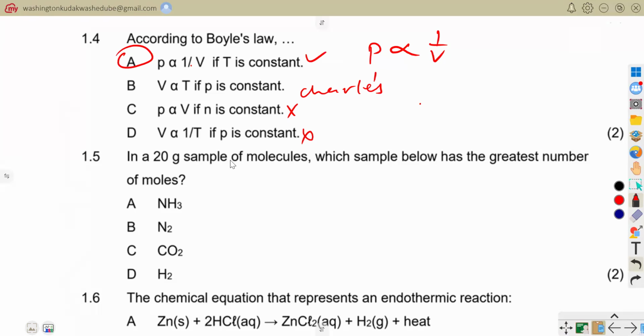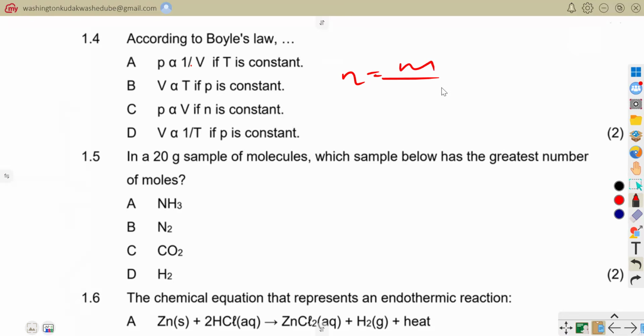1.5, in a 20-gram sample of molecules, which sample below has the greatest number of moles? So here we need to calculate the number of moles of each individual sample to compare which one has the greatest number. So the number of moles of ammonia, which is NH3: you calculate the number of moles by saying number of moles is equal to what? It's equal to mass over the molecular mass. So we need to calculate the number of moles of ammonia given a 20-gram sample.